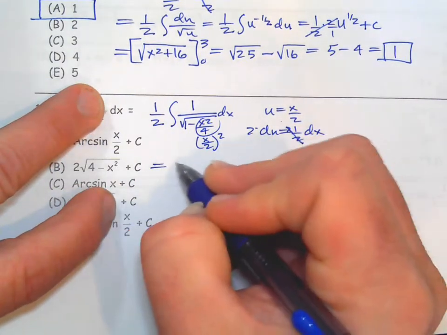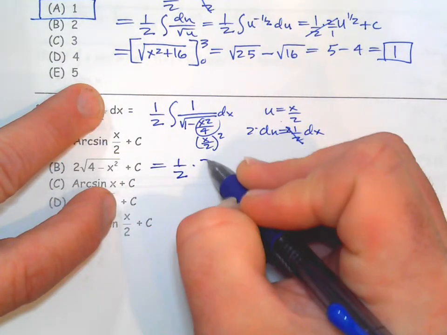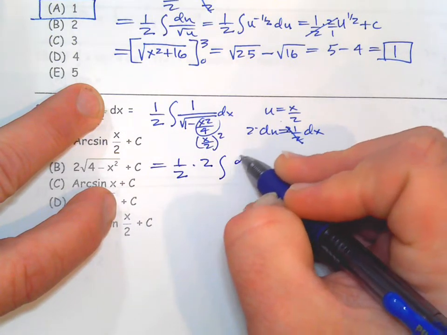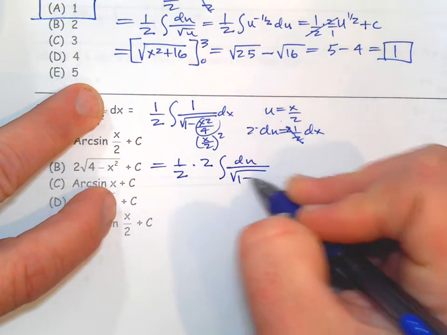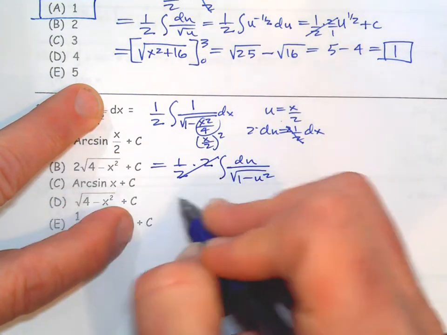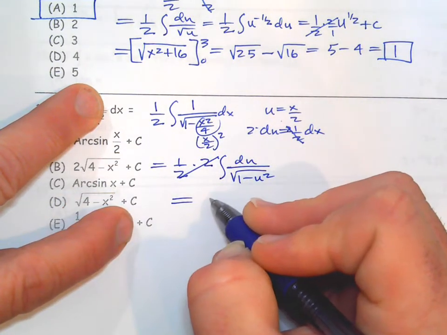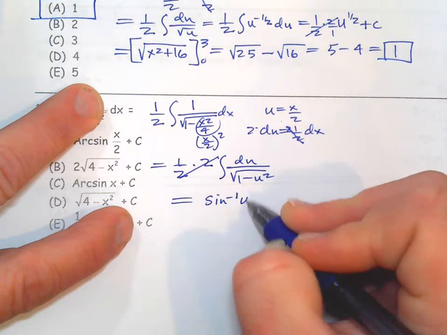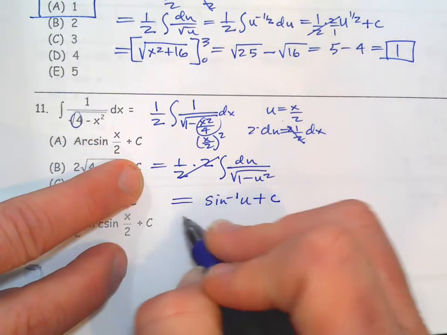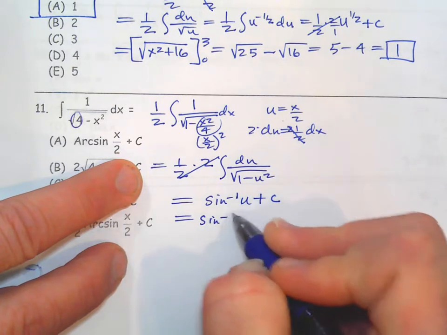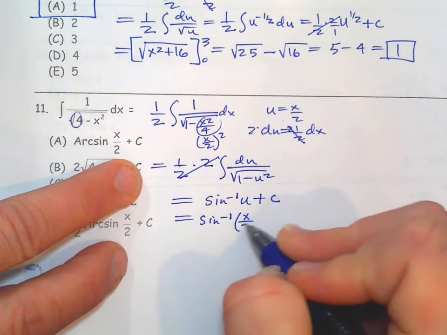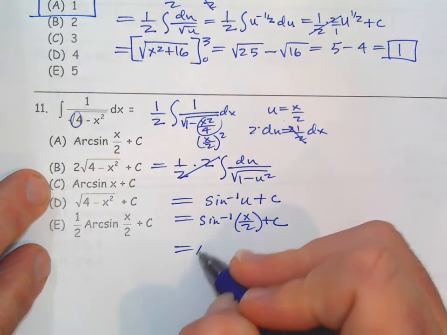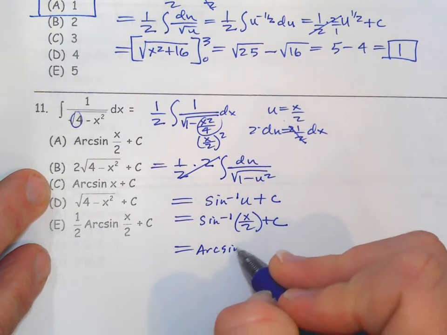I'll rewrite it. I have a 1/2 already. Then I'm going to get another 2. And it's going to be du over the square root of 1 minus u squared. So that's going to be inverse sine of u. But then we need to change it to the original variable, which is x over 2. Arc sine is the same thing as inverse sine.